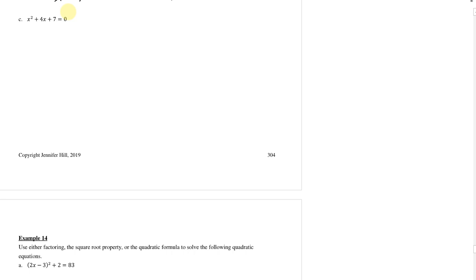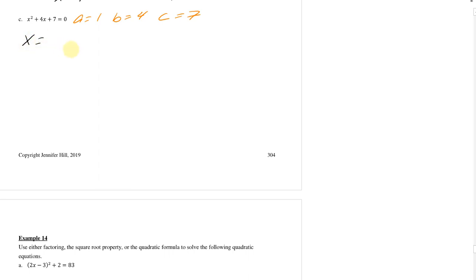So when that happens, what you have to do is go through and say, what's my A? My A is 1. My B is 4. And my C is 7. Now I'd highly recommend that you pause the video here and try plugging all of this into the quadratic formula and then check your work. So try to work it all out. Hit play when you're ready.